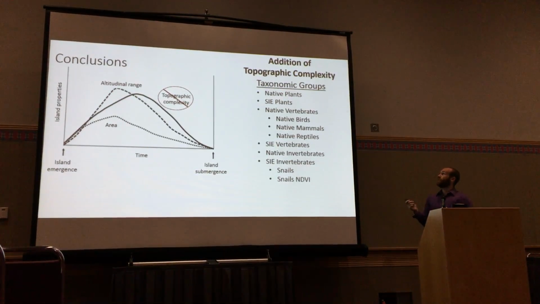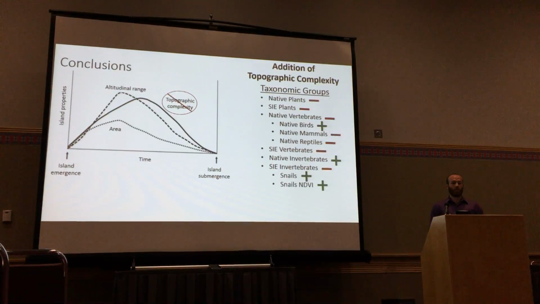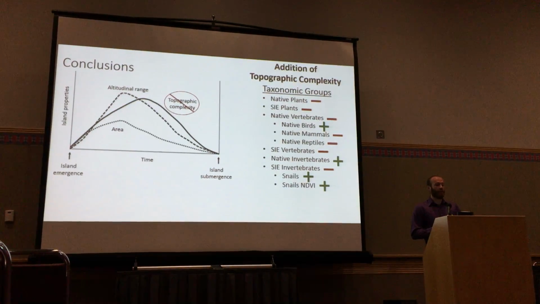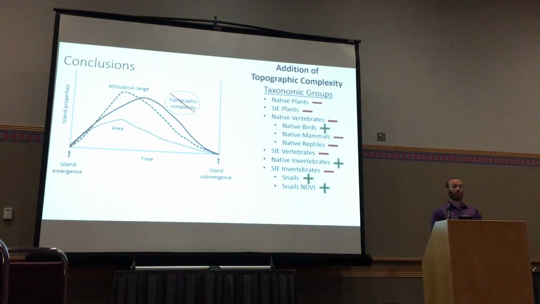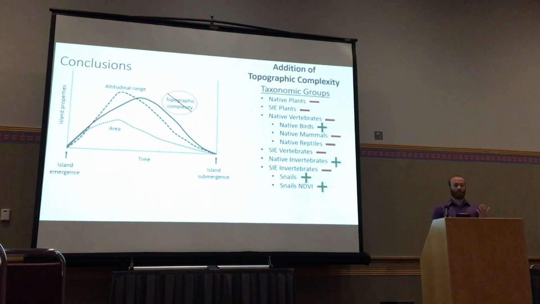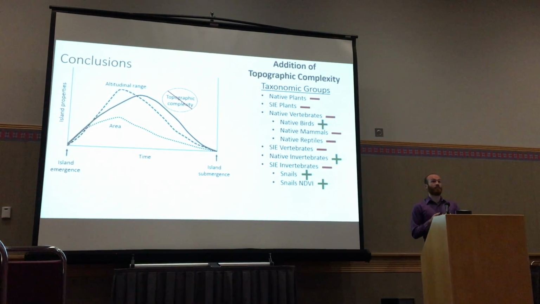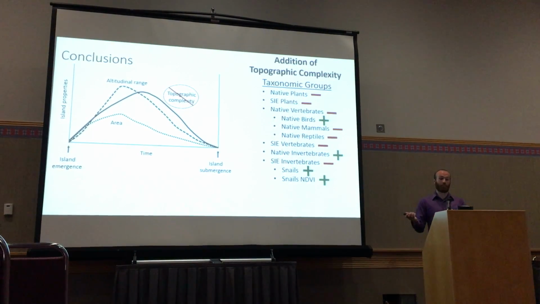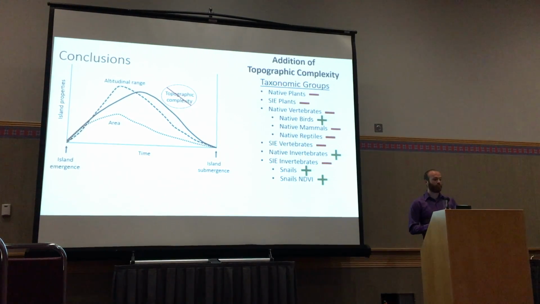By adding topographic complexity to the general dynamic model, we saw for 4 of the 11 taxonomic groups run that it was significant. And again, more work needs to be done because this was all done at one scale. Each of these taxonomic groups interacts with the landscape a different way. Snails experience the landscape way differently than, let's say, reptiles, because their range is going to be way different.